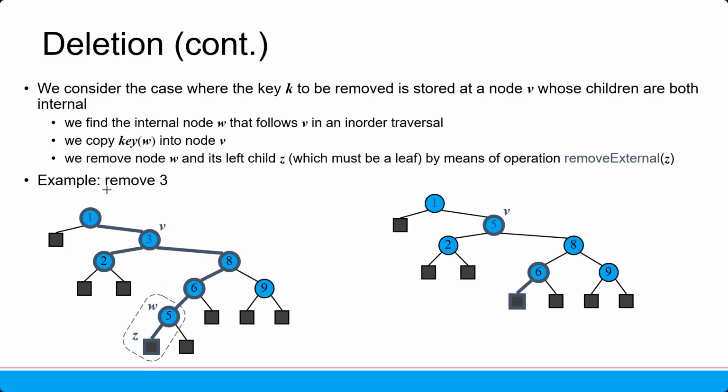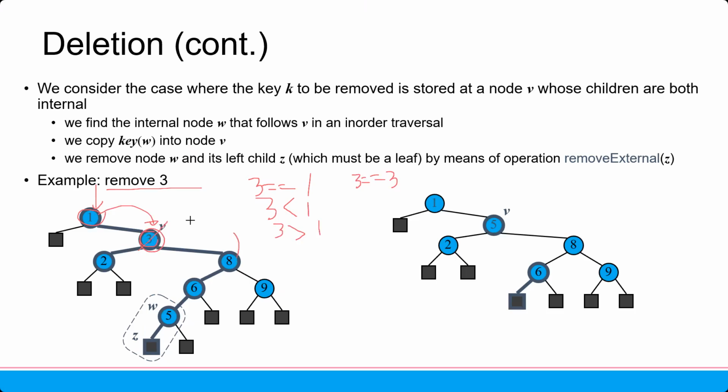Now we want to remove 3. So we start from the root. 3 equals 1? No. 3 less than 1? No. 3 higher than 1? Yes. So we go to the right. Now we have 3 equals 3. Yes. Because 3 equals 3, we want to remove this node. V will be removed.